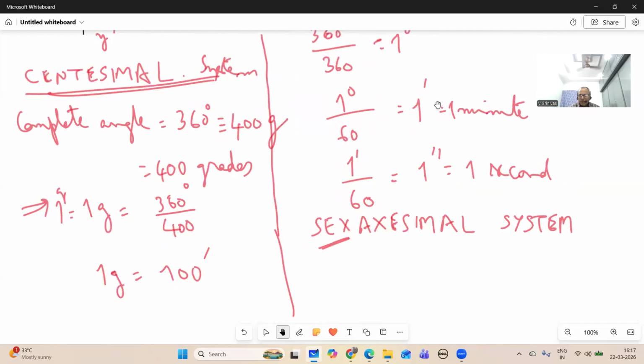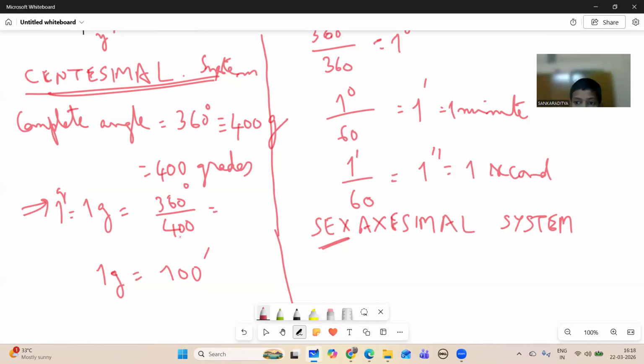In the sexagesimal system, you have the minute, which is the 60th part of a degree. But here, this minute is different. See what happens. You may simplify: 0 cancels, 36 by 40 means 9 by 10, which is 0.9. So one grade is 0.9 degrees here.